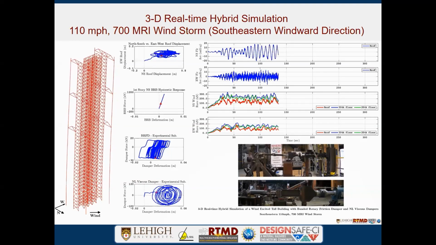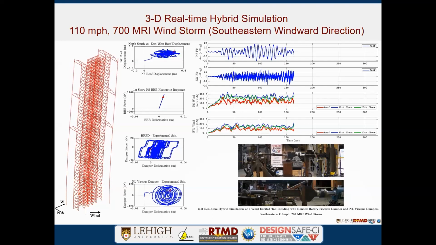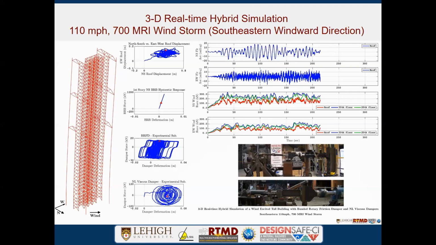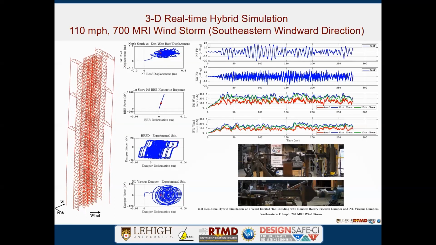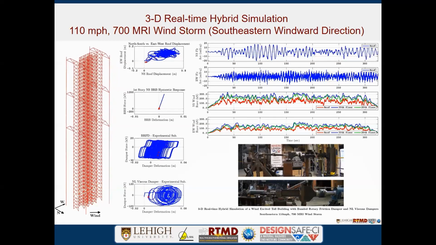And then the second graph is the BRB hysteresis response. The structure behaves linearly under wind load, but this element is the nonlinear element. And the other two graphs are the friction energy dissipation loop and the viscous damper energy dissipation loop. And you can see these two different types of dampers have totally different dynamic behaviors. This is also the first 3D hybrid simulation result utilizing two different types of damping systems in our lab.